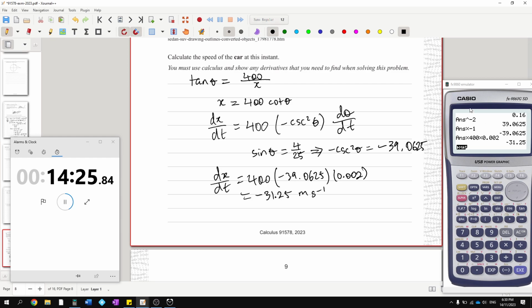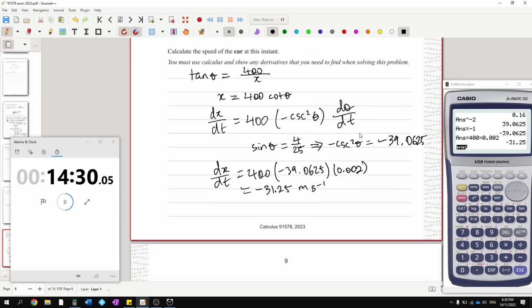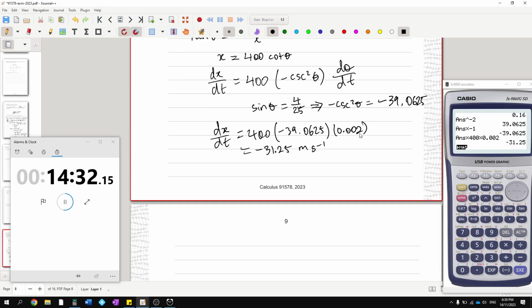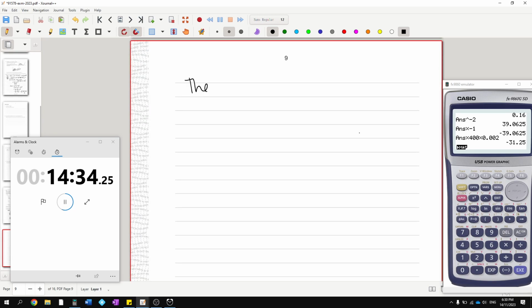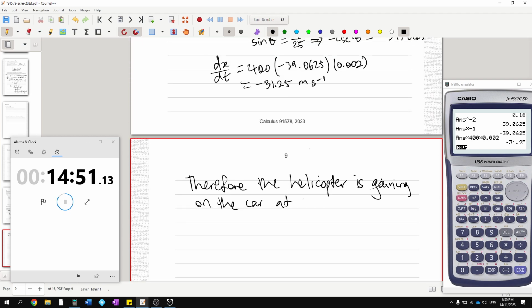That makes sense because the helicopter's getting closer, so that distance is decreasing. Therefore, the helicopter is gaining on the car at a speed of 31.25.